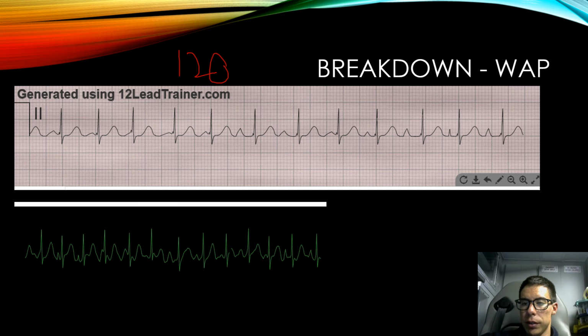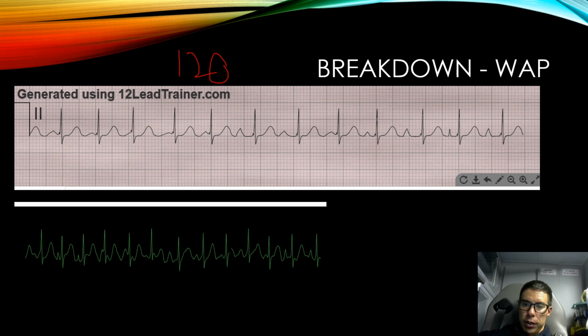And look at this one, very pointed. That one's pretty pointed. So these do not have a sinus morphology to them. They're very abnormal. So no, these are not sinus P waves.